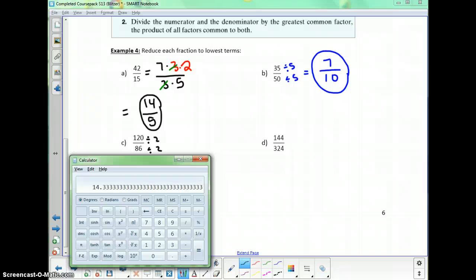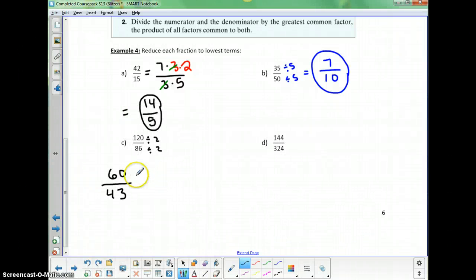43 divided by 3 doesn't work. 43 divided by, I don't need to try 5. I don't need to try any even number because it's not even. I know 7 doesn't work, but we can try 7. And once I tried 7, I noticed that the number I got back was smaller than 7, which meant there was no number that went into 43 bigger than 7, because I would get smaller numbers in return. So I tried all possible primes, so I know that 43 is prime. So this is done.